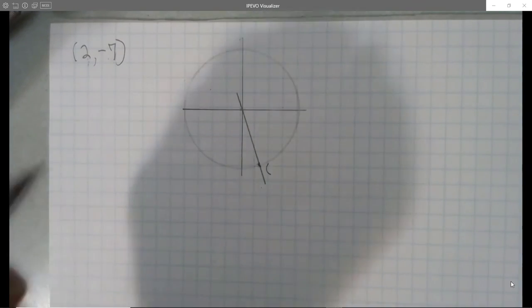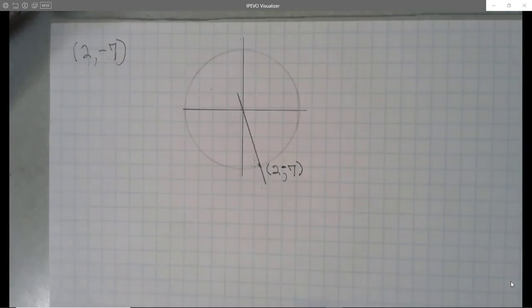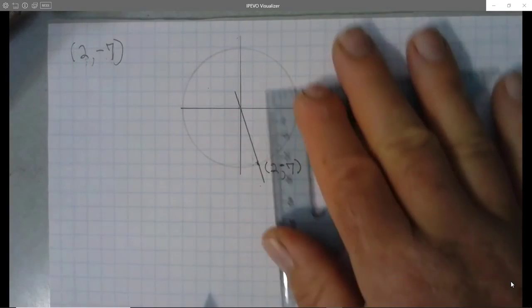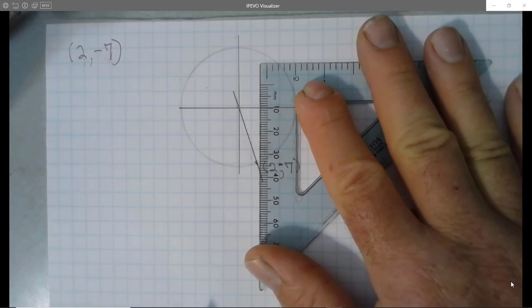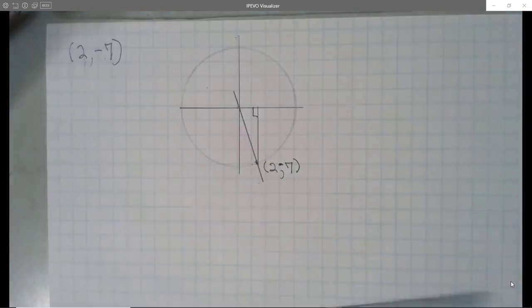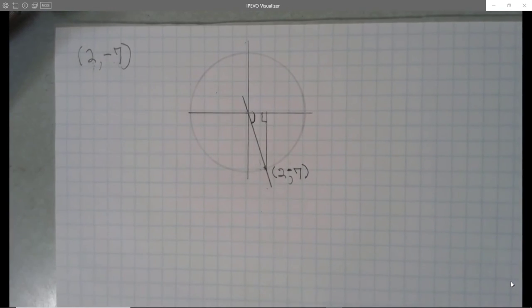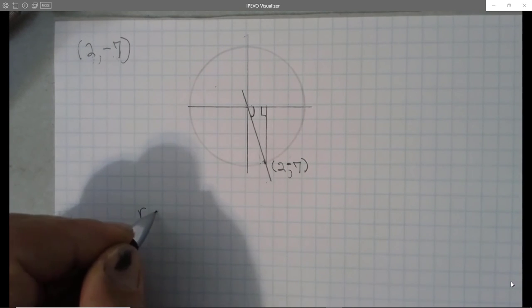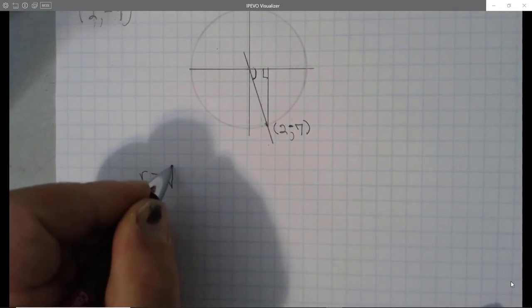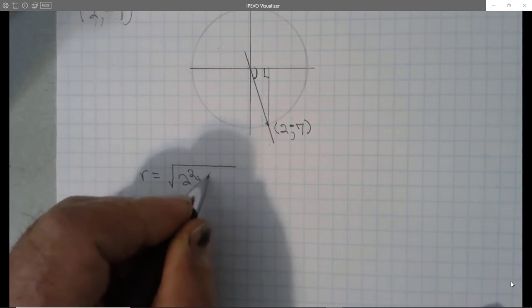So our coordinates go in here, 2, minus 7. We're going to need to know the radius, and then we want to know the reference angle, and then the angle all the way around. Remember, the reference angle is always the angle that's formed with the x-axis, not with the y. So there's our right angle, and our trig functions will give us this angle in here. Okay, first of all, let's find the radius. The radius is equal to the square root of x squared plus y squared, 2 squared plus minus 7 squared.